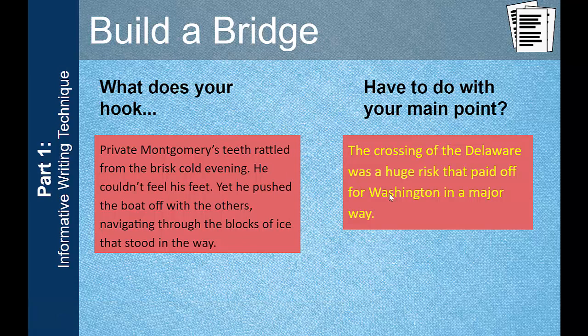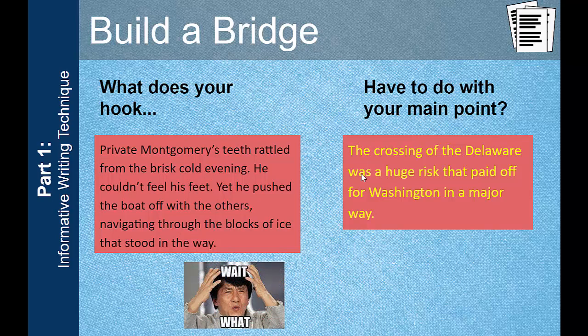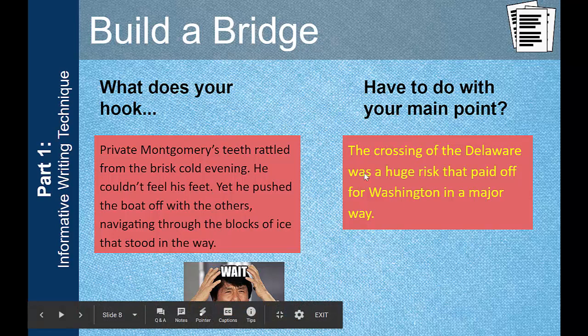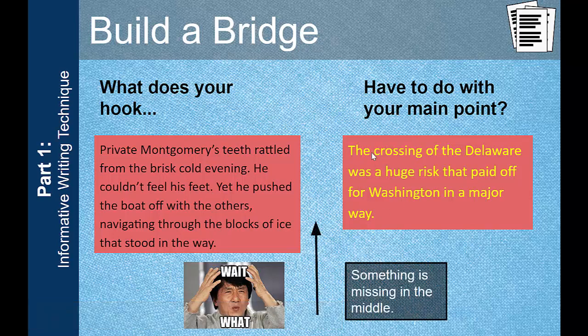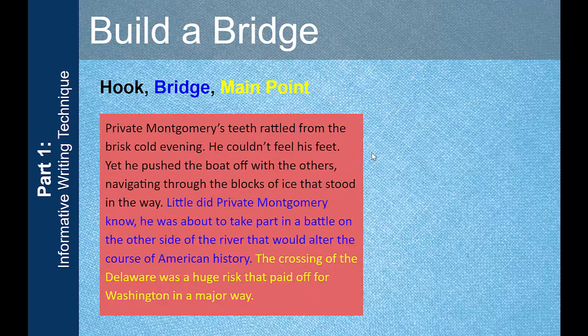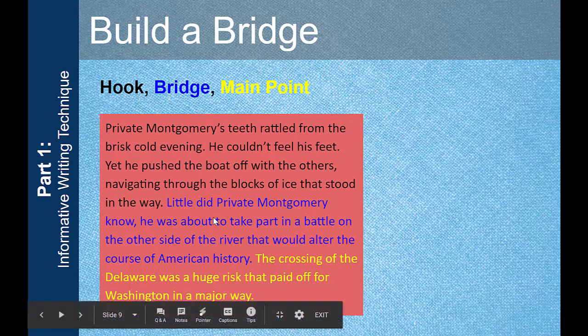If this was my introduction paragraph where I say this and then suddenly this, it's going to really confuse the reader. They're going to be like, oh, wait, what? Why are you talking about this and now you're talking about that? It's missing a bridge. Something is missing in the middle between these two things. So what is it? It's the bridge. Now let's read this paragraph with this bridge in the middle.